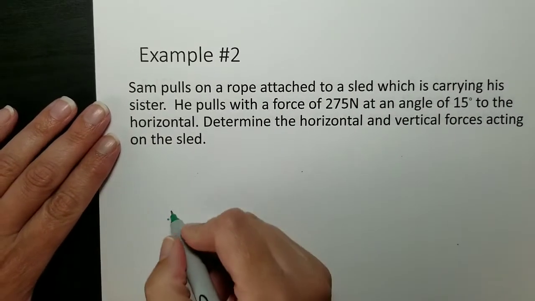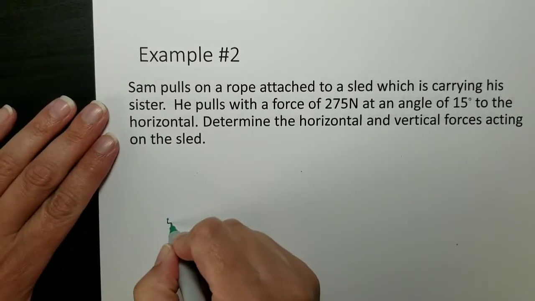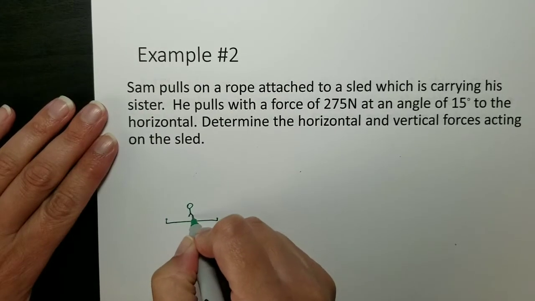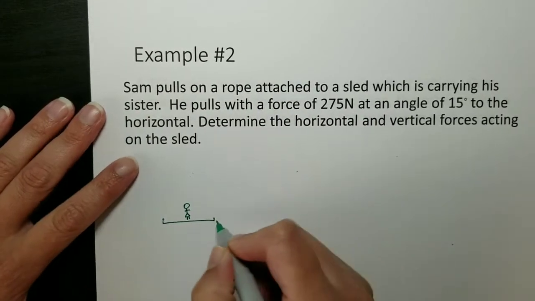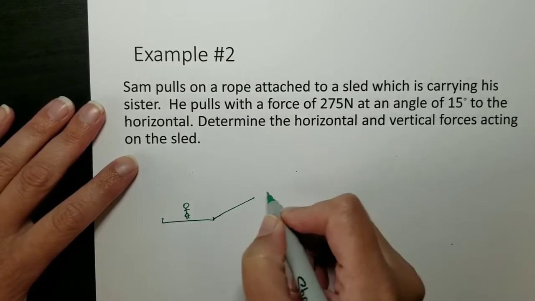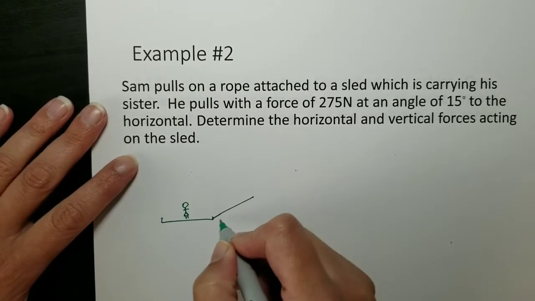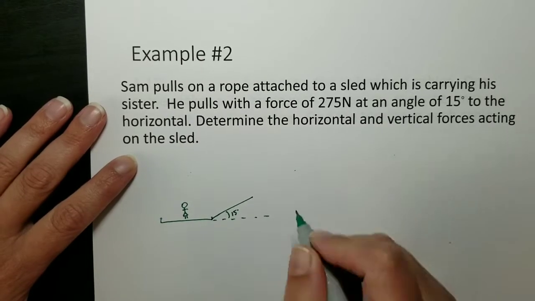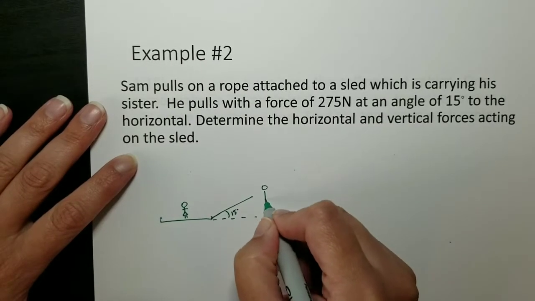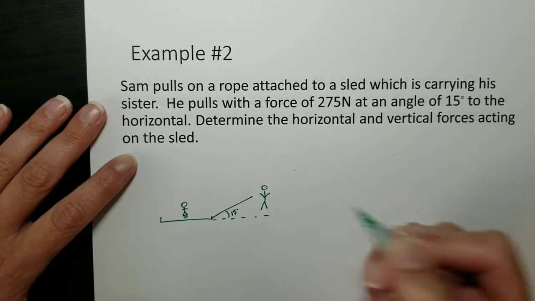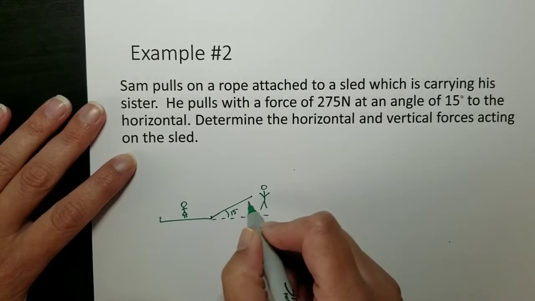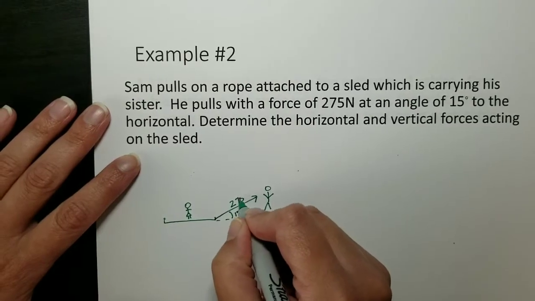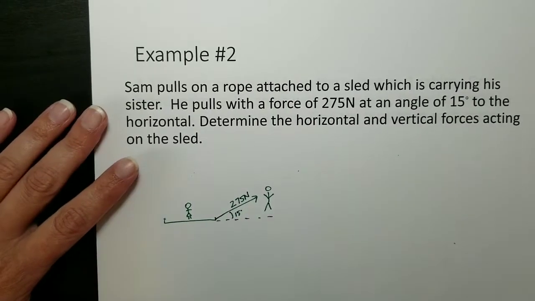So, feels like this is time for one of my terrible drawings. So here's his sister. And there's the rope, and here's my 15 degrees, and here's the kid pulling, and we have 275 newtons there.